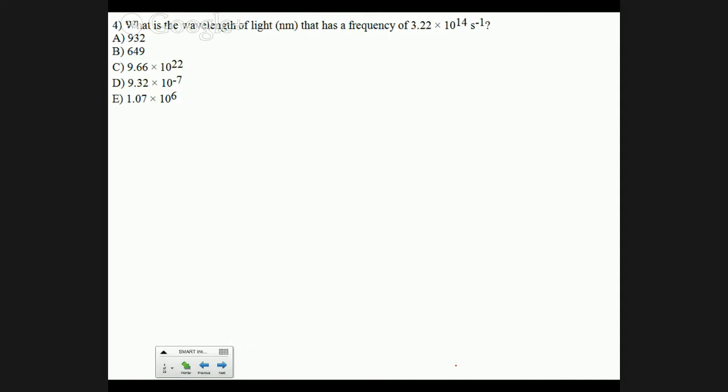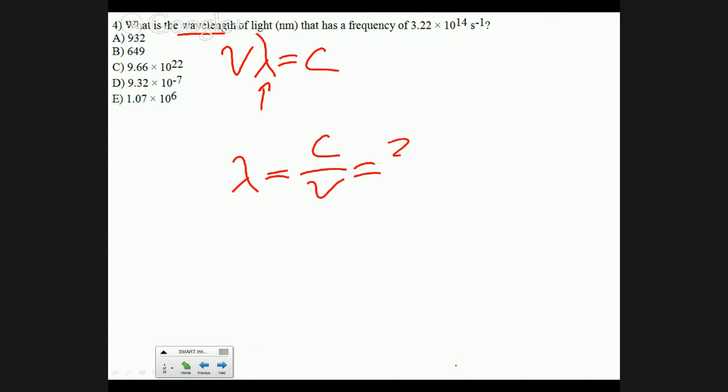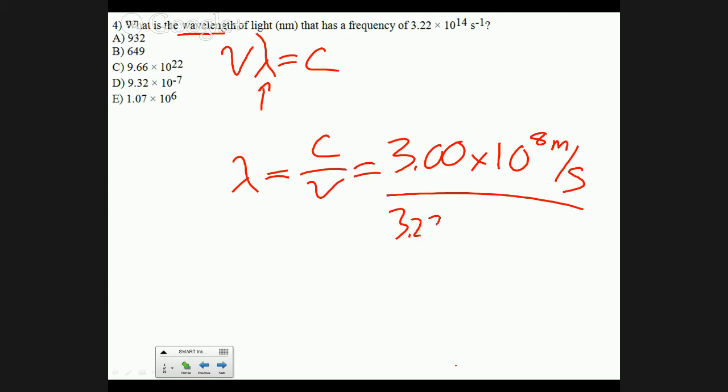All right, number 4. What is the wavelength of light in nanometers that has a frequency of 3.22 times 10 to the 14 per second? So we're going to have to call upon that formula we were just talking about. It wants the wavelength, so that's the thing we're trying to solve for. We rearrange it and we get wavelength equals c over v. So we have 3.00 times 10 to the 8th meters per second divided by 3.22 times 10 to the 14 per second. The seconds are going to cancel out. You're going to be left with meters, right?